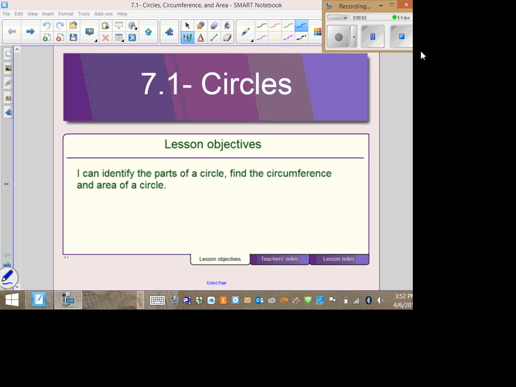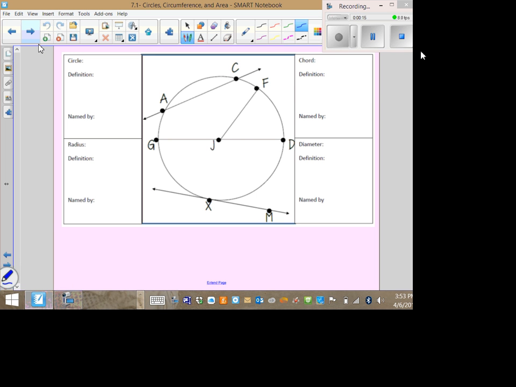Hello, we are starting Unit 7, where we're going to be looking at circles. So 7.1, the lesson objectives: I can identify the parts of a circle, find the circumference and area of a circle. Alright, so first let's talk about what a circle is.